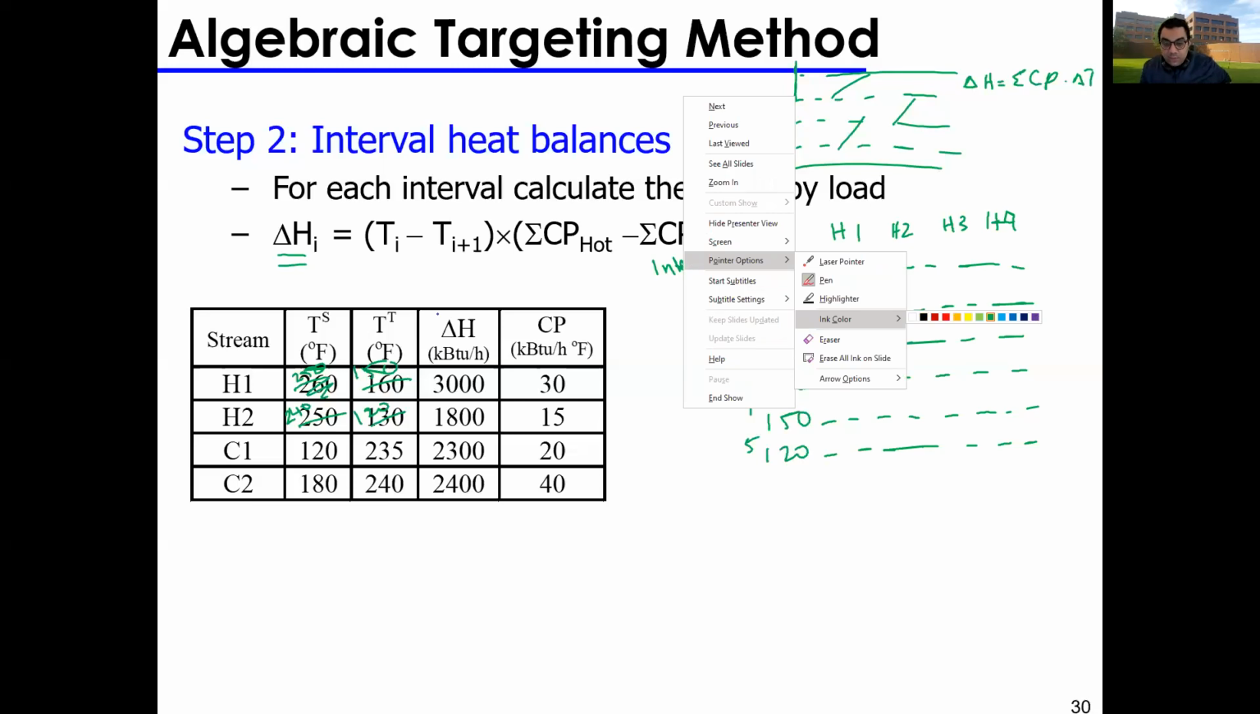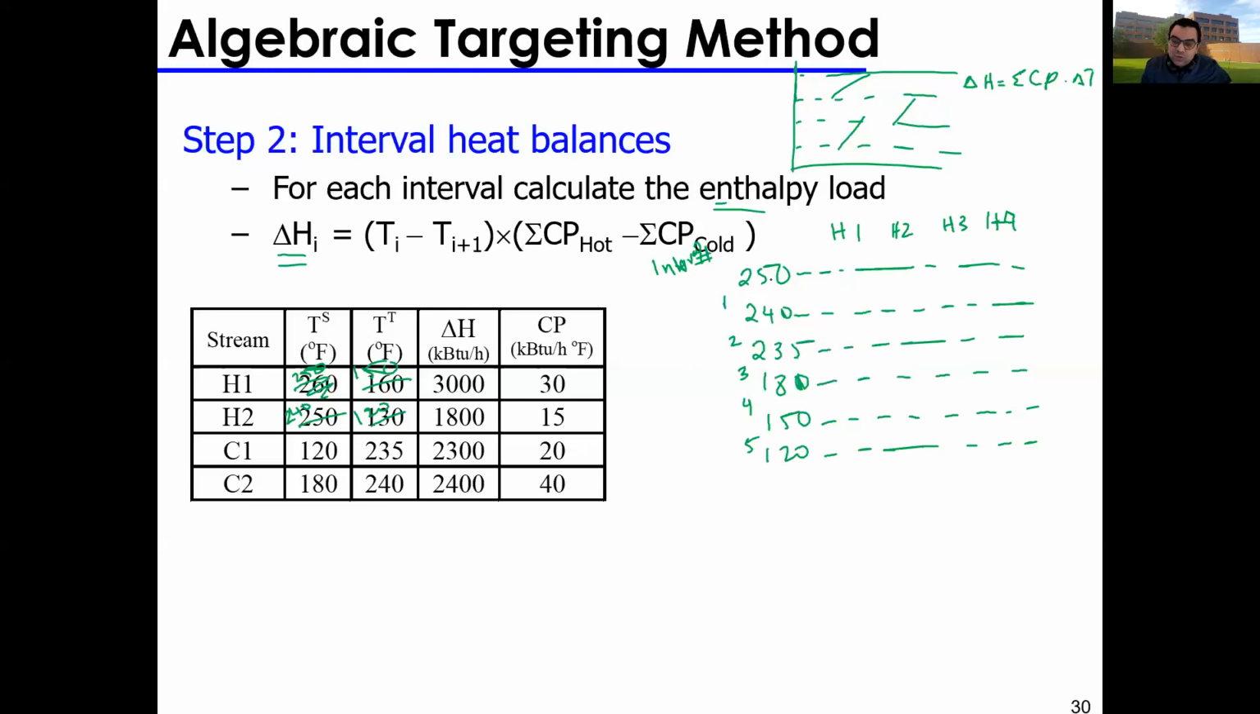Again, first of all, I arranged my temperatures from highest to lowest. I determined my intervals, and then I listed my stream numbers here at the top. Under each stream, I'm going to draw a straight line from the start to the end. H1 goes from 250 to 150. This is H1 right here. H2 goes from 240 all the way down to 120.